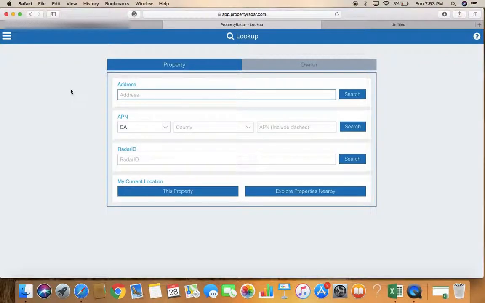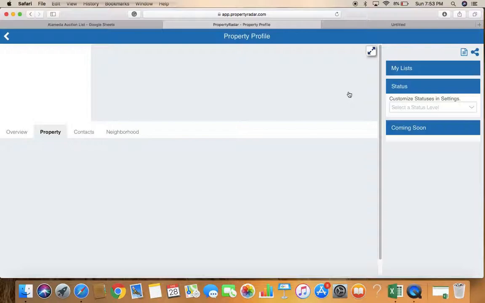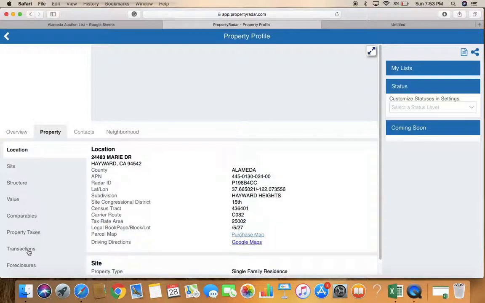Okay, in this video, I'm going to teach you how to look at transactions in Property Radar to verify the loan, who's on the loan and who's on title to see if they match. So we're going to look up a couple addresses here, 24483 Mary Drive in Hayward, California. Perfect, go ahead and search that. We go down to property and then we go down to transactions.